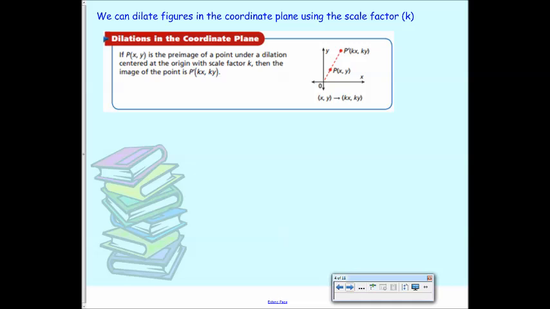So pretty much scale factor, if it's getting bigger, is either greater than 1 or smaller than -1. And if it's getting smaller, that means it's between 1 and -1. So it's some type of decimal number, but it's got to be less than 1.